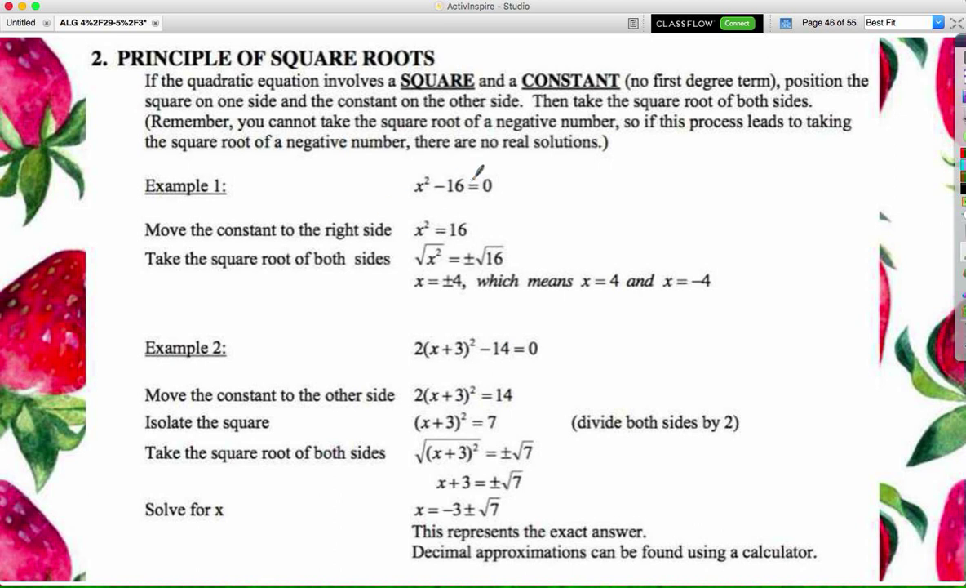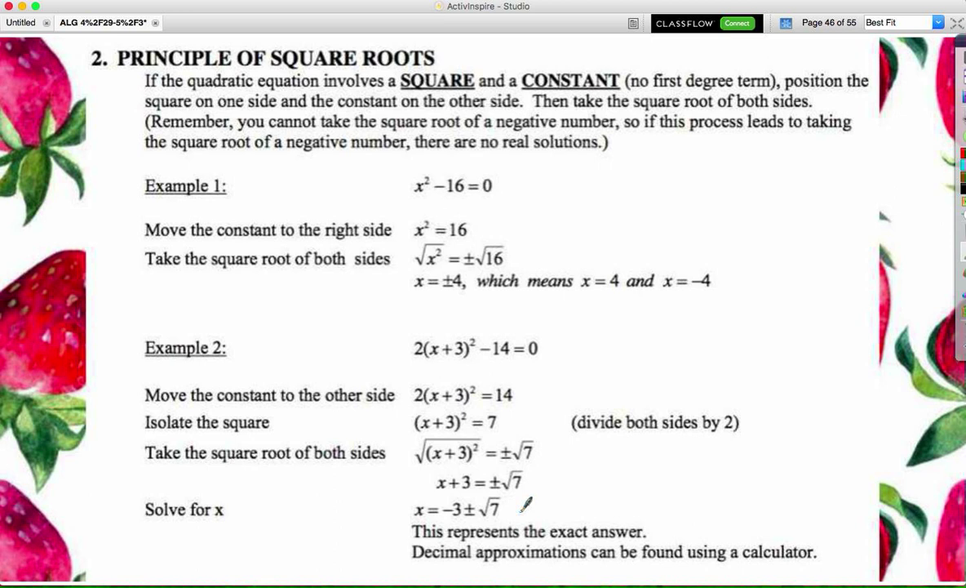So on example number 1, I would just have to move the 16 over, and then to undo x squared, take the square root of both sides. But you have to remember that there are two solutions. A lot of you will do it and just say 4, and then you're missing your other x-intercept. No, it's positive and negative 4. If it is set up similar to example 2, which is actually in vertex form, you would move the 14 over, divide by the 2, and then once you have that x plus 3 in parentheses squared, to undo that, take the square root of both sides and move everything over.